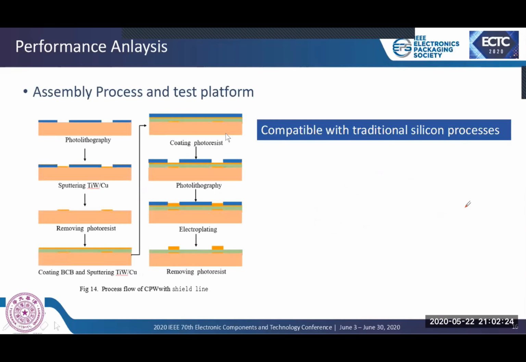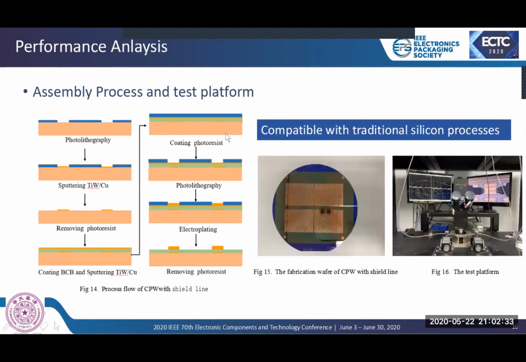Then we fabricate the coplanar waveguide with shield line, because in the simulation model, the difference between the two structures is only the shield line. We just make the horizontal line and remove the coaxial through silicon via. The fabrication process of the coplanar waveguide with shield line is described in Figure 14. It is compatible with semiconductor process. Figure 15 is the test wafer, and Figure 16 shows the test platform.